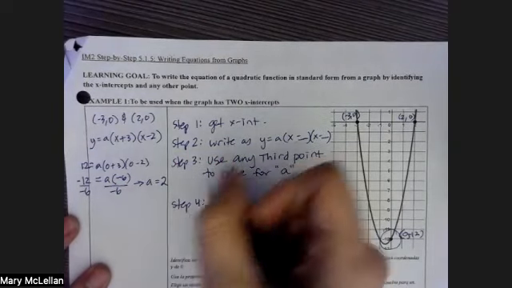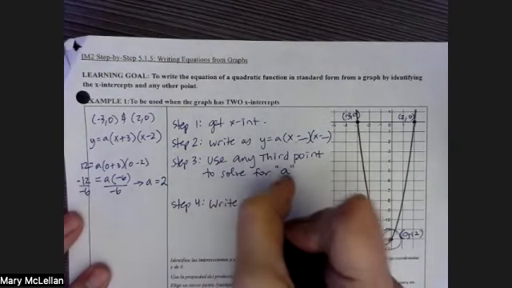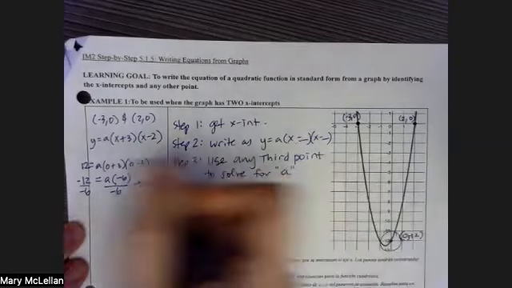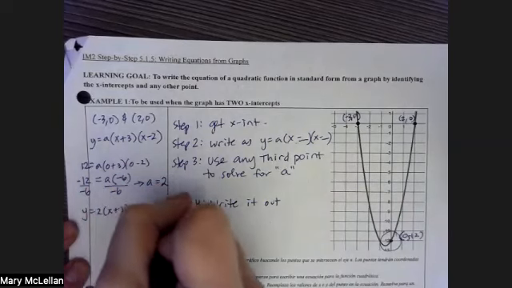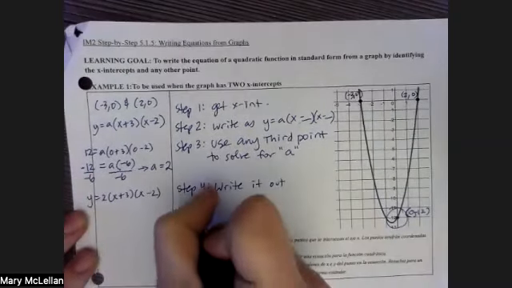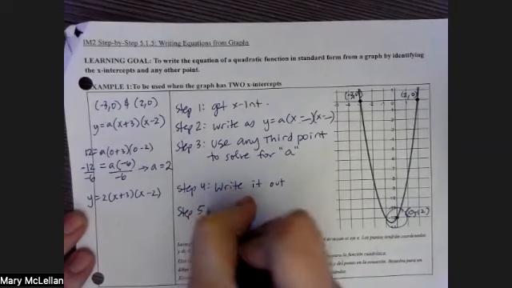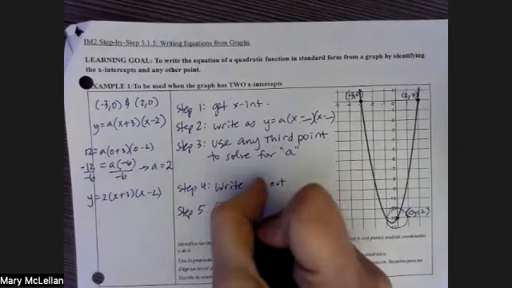Step 4, write it out. This is y equals 2 times (x plus 3) times (x minus 2). Step 5, put it in standard form.